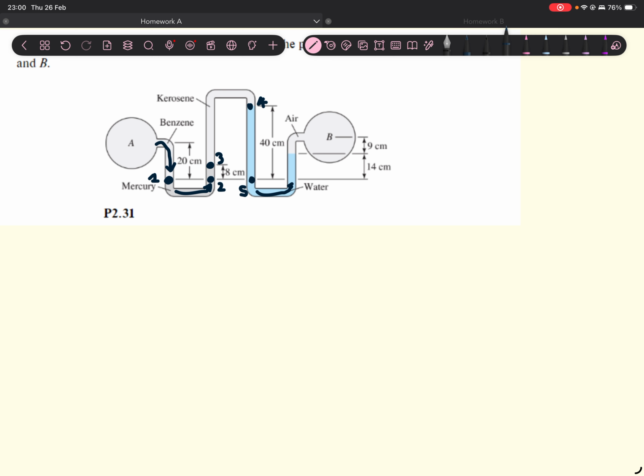Then we're going to go around, we reach our reference line again, we call that P6. Going up, we have a change in fluid, P7, and then at the end over here we can call that P8, or we can call that PB. It's basically in line with B, so that's the pressure at B. And similarly, this point here is PA, it's in line with point A. So we can call that A, we can call that B.